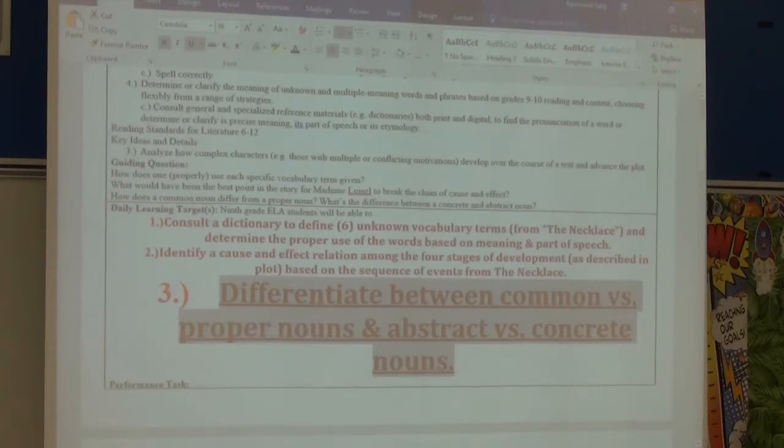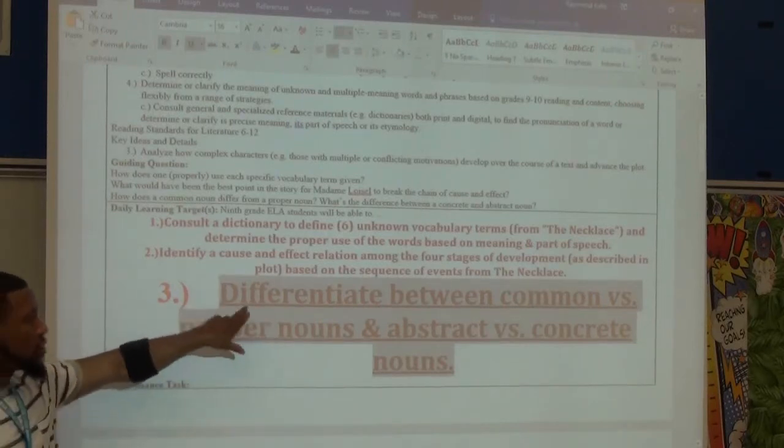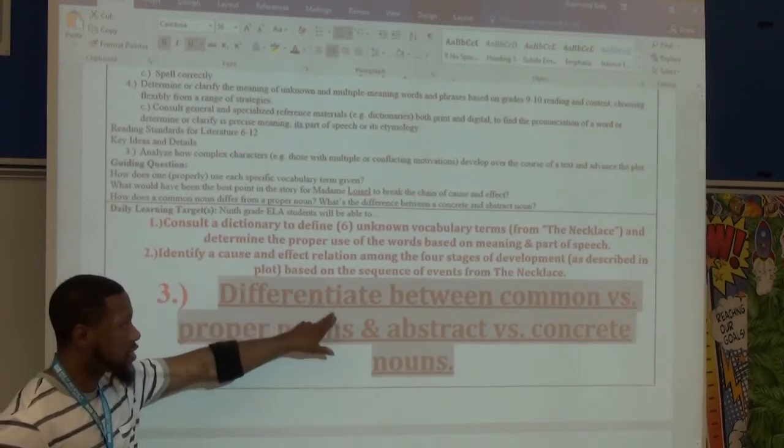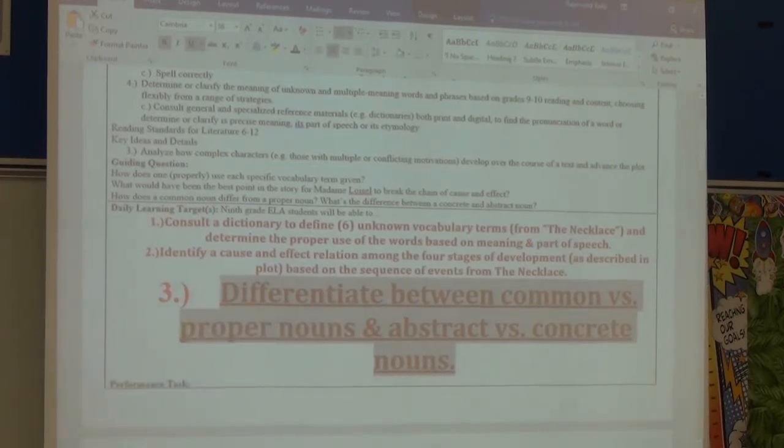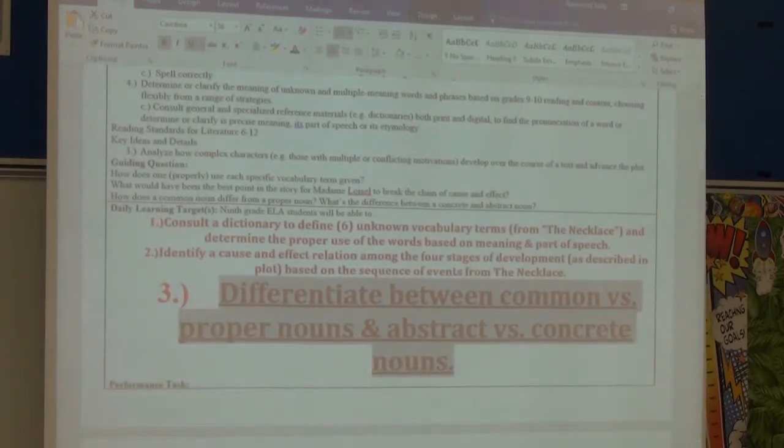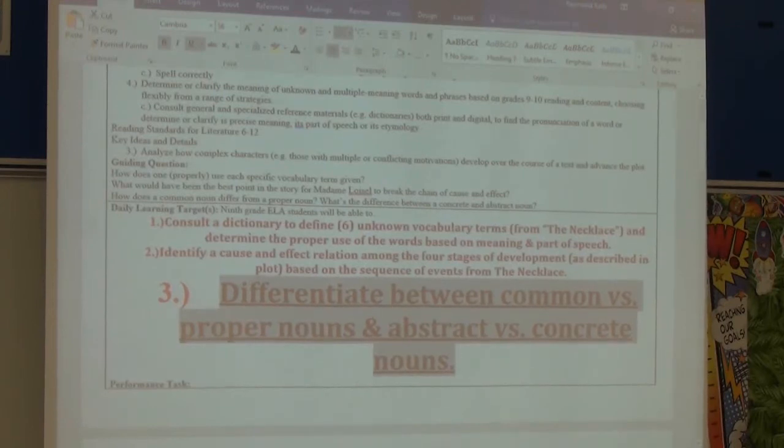Differentiate. Pronounce it just like you said. What does it mean to differentiate? What's the root word in there? Differ, then different, then differentiate. To differ means to contrast. It means to find the differences between two or more things.